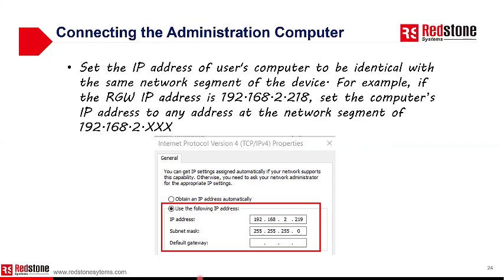Now, how to connect with the administration computer. As much as possible, the admin's PC must be on the same network segment. For example, if the RGW IP address is 192.168.2.18, you can set the PC to 192.168.2.219 with the same network subnet mask, save that, and you can readily access the device web GUI.